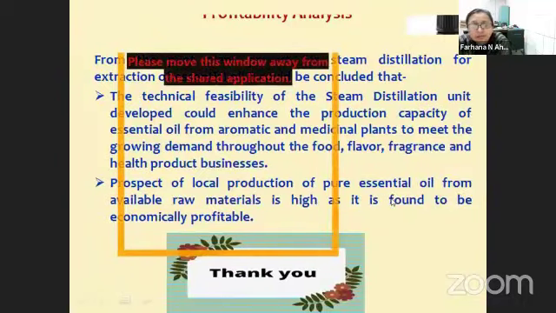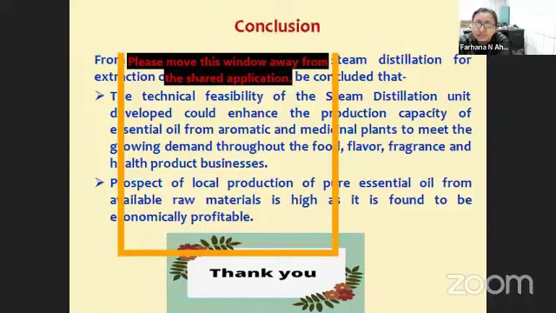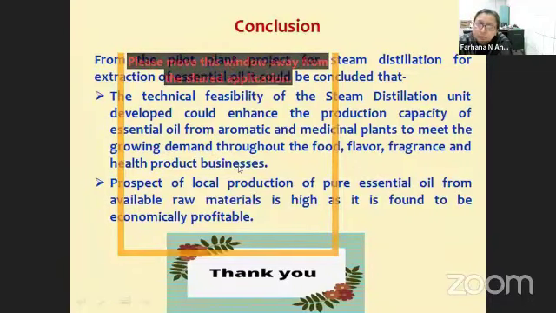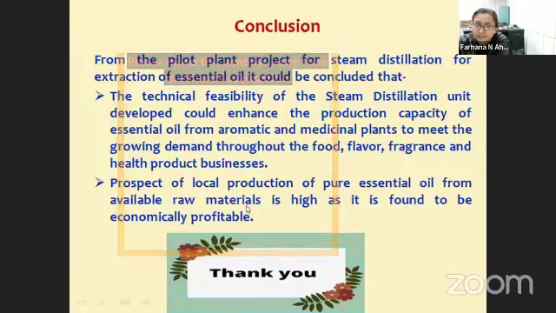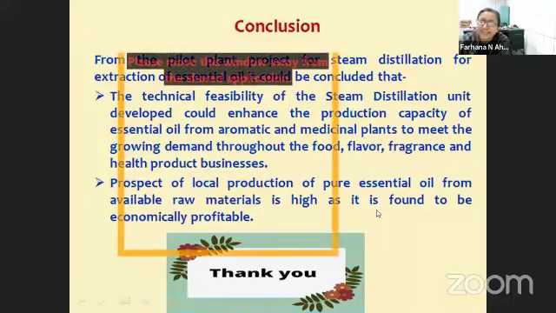From the outcome of the project, we see that the technical feasibility of the steam distillation unit developed could enhance the production capacity of essential oil from aromatic and medicinal plants to meet the growing demand throughout the food, flavor, fragrance, and health product business. The prospect of local production of pure essential oil from available raw materials is high, as it is found to be economically profitable. Thank you.